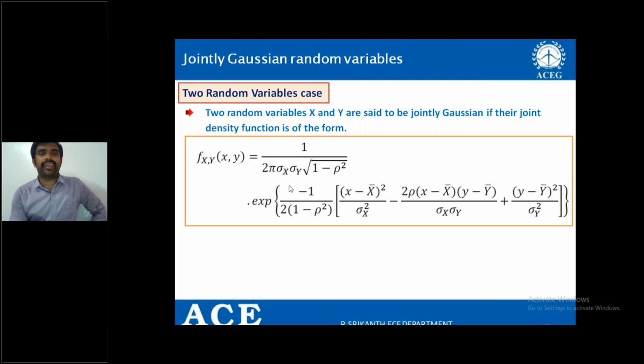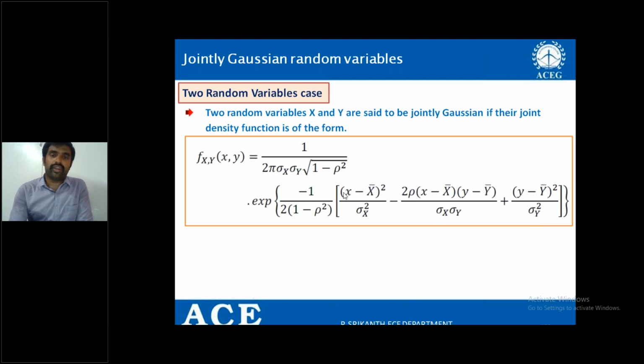1 by 2 pi sigma x sigma y under root 1 minus rho square. What is rho here? Nothing but the correlation coefficient of x and y. Sigma x is the standard deviation of random variable x, and sigma y is the standard deviation of random variable y, right? Times exponential of minus 1 by 2 into 1 minus rho square, into x minus x bar whole square by sigma x square, minus 2 rho into x minus x bar into y minus y bar by sigma x sigma y, plus y minus y bar whole square by sigma y square.